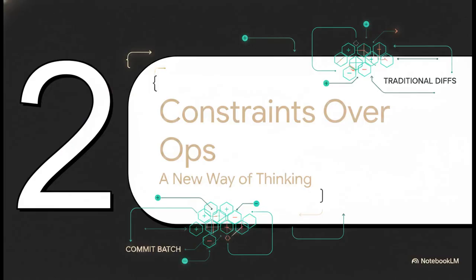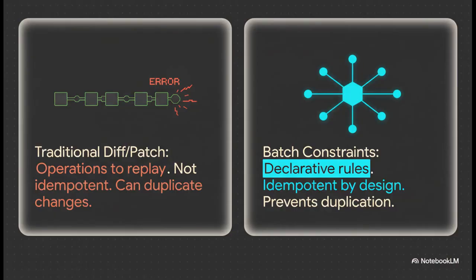Now, having this 3 commit model isn't just a neat way to store data. It actually lets us make a huge mental shift in how we think about changes. It allows us to move away from the old, fragile world of traditional diffs and patches. See, a traditional patch is like a recipe, right? It's a list of steps to follow. And if you follow that recipe twice, you're going to get duplicate changes, a real mess. But git-stage-batch works with declarative rules or constraints. It's more like saying, the final result must have this line. You can apply that rule 100 times and the outcome is always the same, and it's always right.